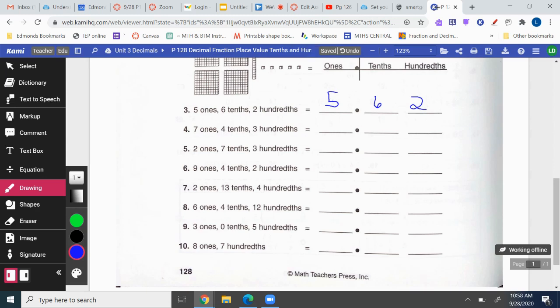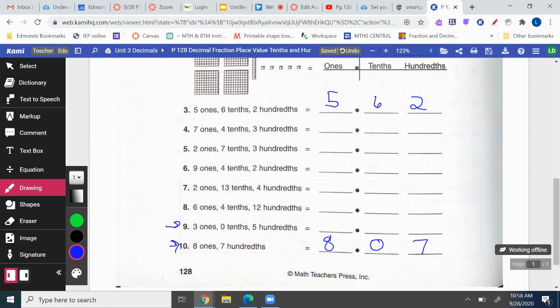So number 9, they tell you to put in the 0, but number 8, or number 10, they do not. So let's take a look at that. I have 8 ones. And I know this is my hundredths column, and I have 7, but I don't have any tenths. So that tells me that's a 0.